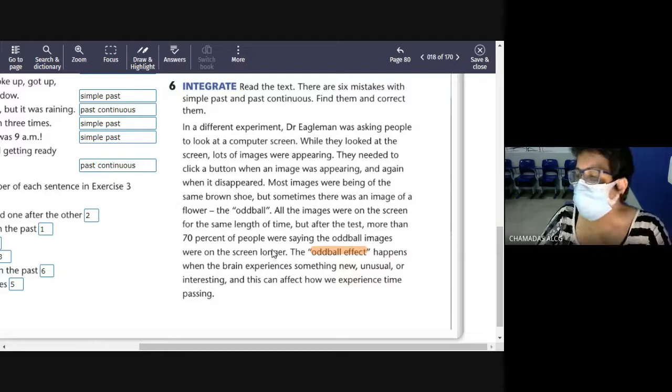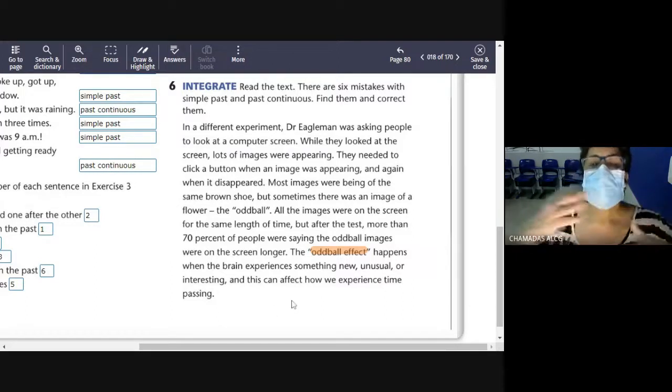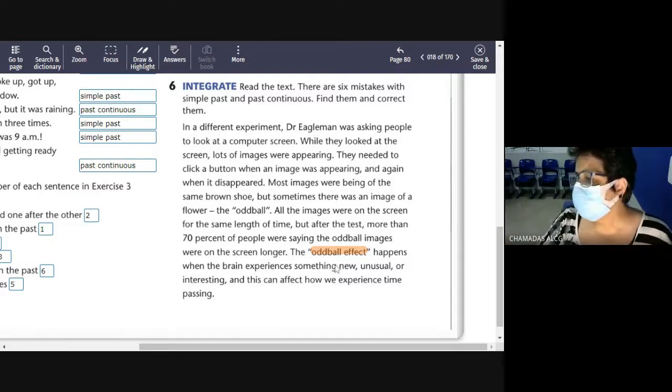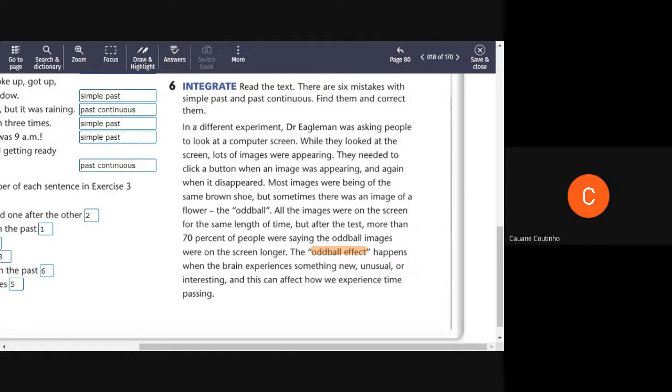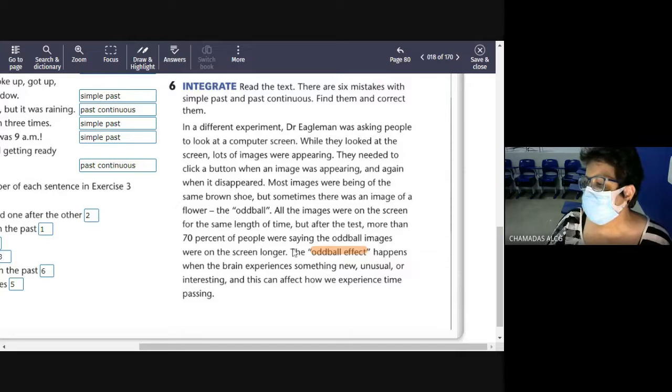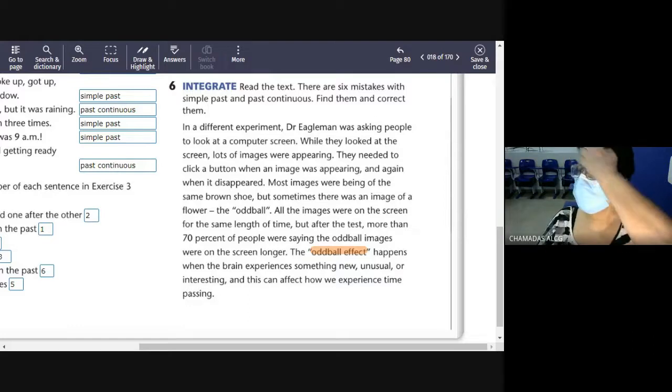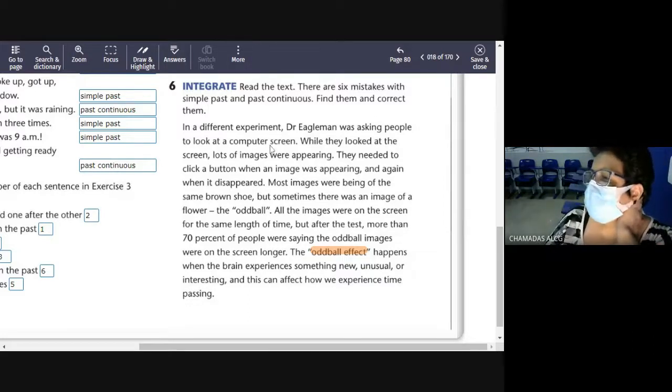So it proves that whenever we experience something different, we have this impression that it's taking longer, okay? That's the oddball effect, as they call it. Yes, like when the day is boring and it passes super slow. Yeah, exactly. Okay, so we have the impression that that thing that is different takes longer, okay? So let's see if we find the mistakes.